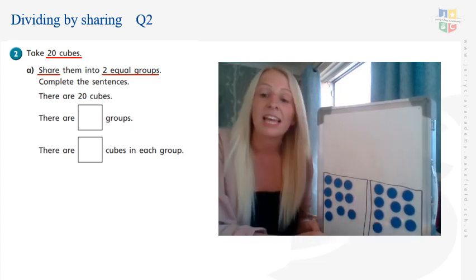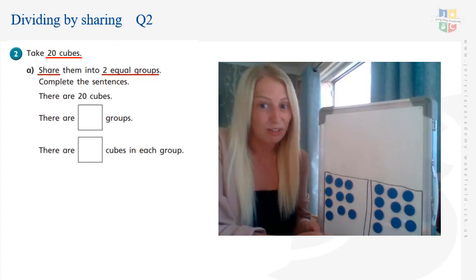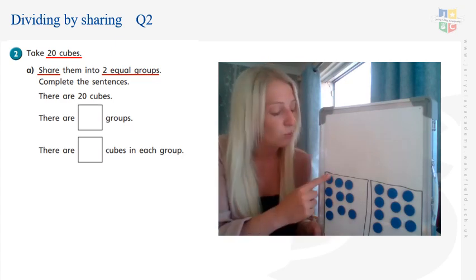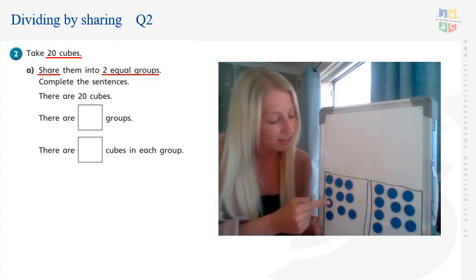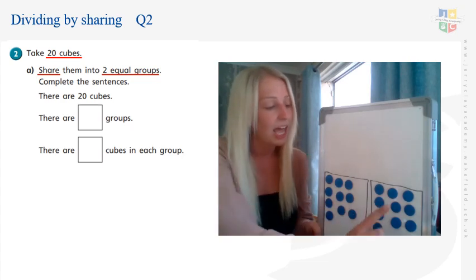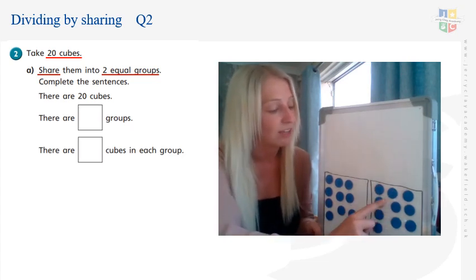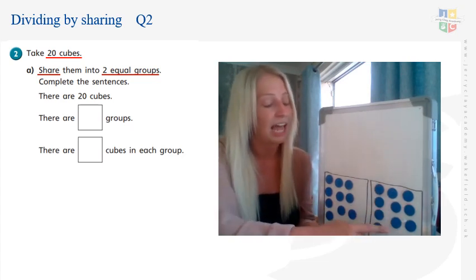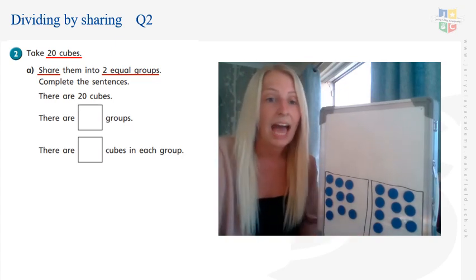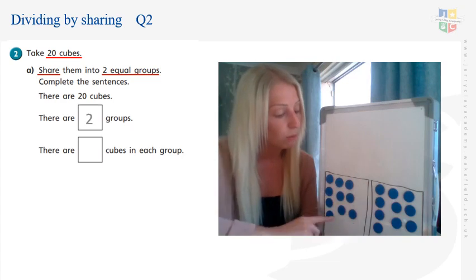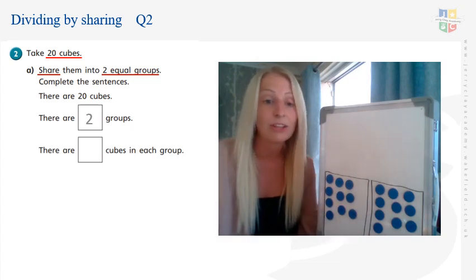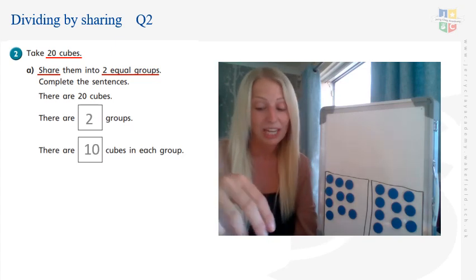So it's really important that these groups are equal, and I can do this by checking that they've got the same. So 1, 2, 3, 4, 5, 6, 7, 8, 9, 10. And this group's got 1, 2, 3, 4, 5, 6, 7, 8, 9, 10. So I have 20 cubes. There are 2 groups, and in each group there are something cubes. There are 10 cubes in each group.